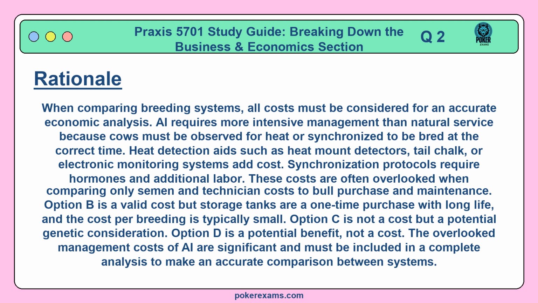Option B is a valid cost, but storage tanks are a one-time purchase with long life, and the cost per breeding is typically small. Option C is not a cost but a potential genetic consideration. Option D is a potential benefit, not a cost. The overlooked management costs of AI are significant and must be included in a complete analysis to make an accurate comparison between systems. Question 3.